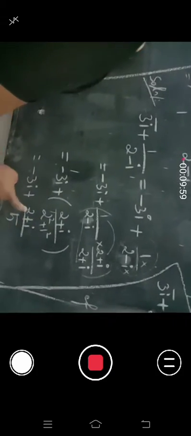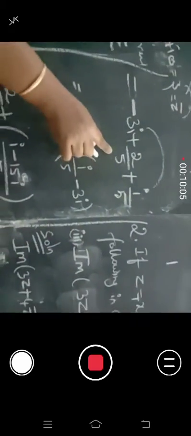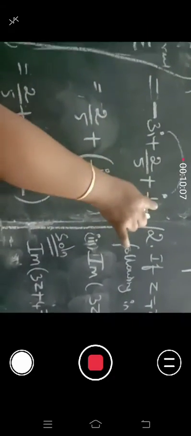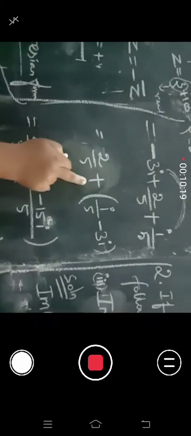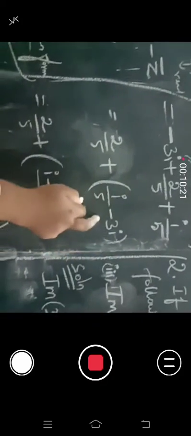So we can write this as the sum of 2 by 5 plus i by 5. So here I am writing this as minus 3i plus 2 by 5 plus i by 5. Okay, next, add like terms or group like terms. Here I am grouping the imaginary part, and here 2 by 5 is the real number. So 2 by 5 plus i by 5 minus 3i.